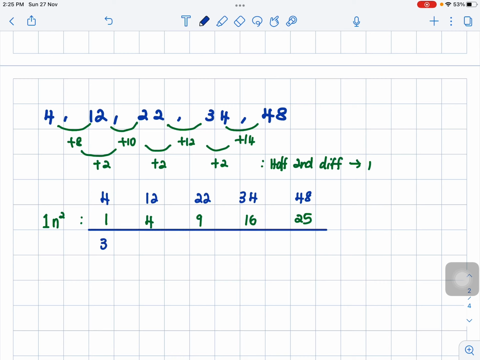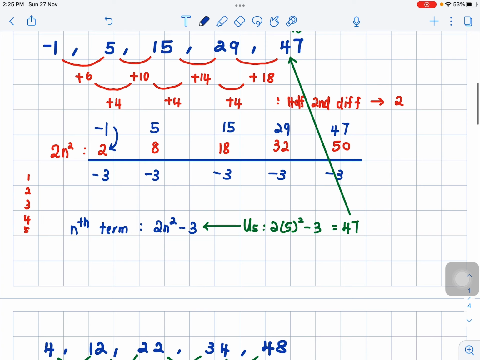So we are getting 3, 8, 13, 18, 23. Okay. Is this the same now? Is our difference the same? Let's go and refer to the previous ones. In the previous one, I'm getting it to be the same. When I find the difference, it's the same.